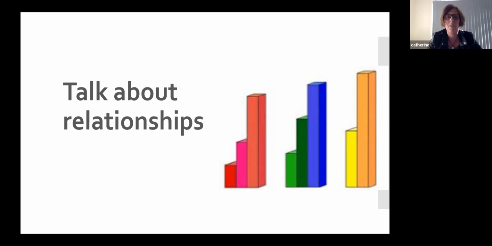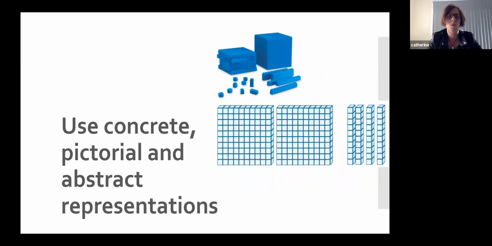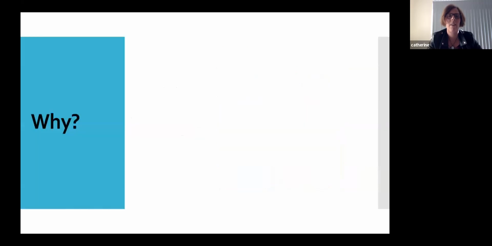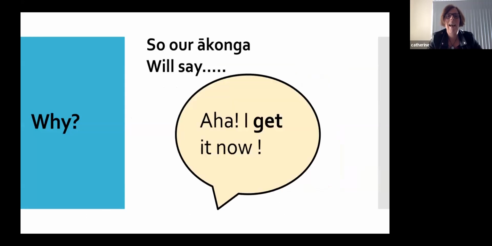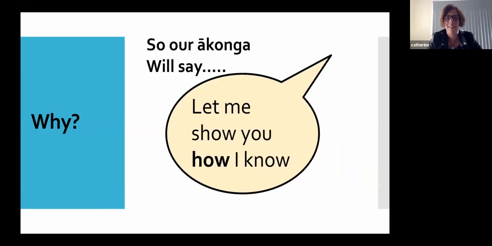Looking at the difference, these concrete materials will help you look at the structure of the problem so that the children have a visual image. Use concrete, pictorial, and abstract representations and link them together. Don't stigmatize staying at the concrete stage or children getting out materials to demonstrate their understanding. Why do we do this? So that our ākonga will say, aha, I get it now. And then they'll say, let me show you how I know.